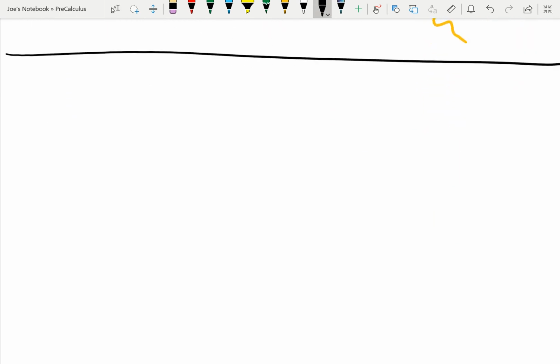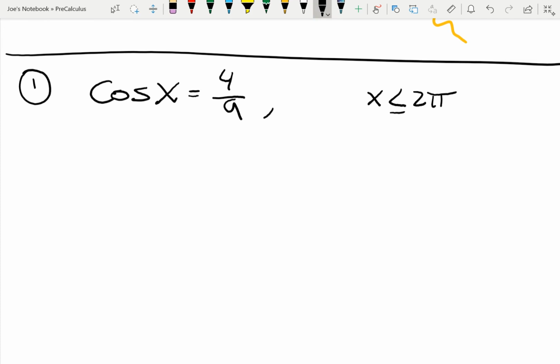So let's do, I'll give you cosine of x is equal to 4/9. X is less than or equal to 2 pi. However, it is greater than 3 pi over 2. Actually, not solve for. Evaluate sine of x, sorry. That'd be your first one.